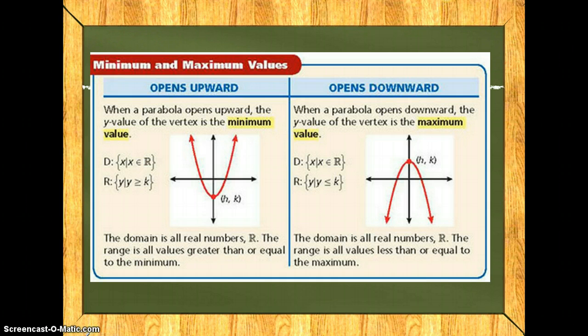So when looking at a vertex, if it's facing up, as it does in this first graph, it's going to have a minimum, while if it's facing down, like it is in the second one, it's going to have a maximum. The second part is domain and range.